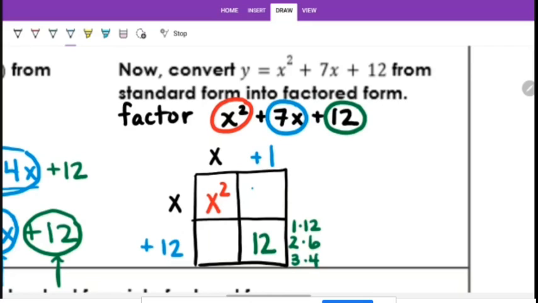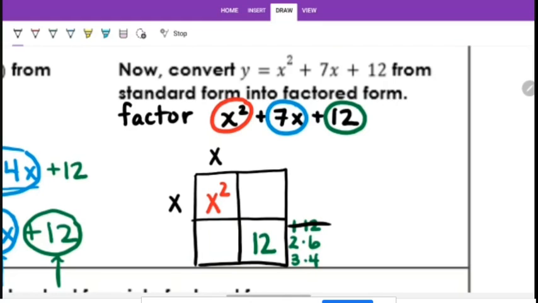But then in the other two boxes, I would have a 1x and a 12x. And when I add these two things together, do I get 7x, which is what I need in the middle? No. Okay, so you're seeing what's going wrong here. These two boxes need to add together to give me 7x. So 1 plus 12 is obviously not going to cut it. So let's go back and reevaluate. 1 times 12, let's just take that off the list. We know that doesn't work, so we're going to cross that off.